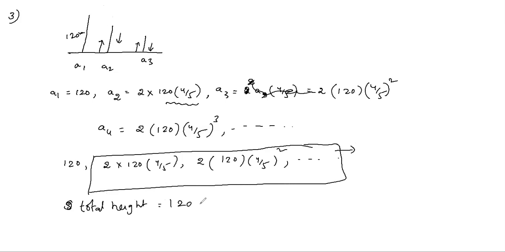So the total height equals the first one, 120 distance. Total height or distance equals the remaining infinite GP, so a by 1 minus r: 2 into 120 into 4 by 5 by 1 minus common ratio, which is 4 by 5. So it is equal to 4 by 5, 5 will cancel. So 120 plus 2 into 4, 8, 8 into 120, 960. So 1080 meters.